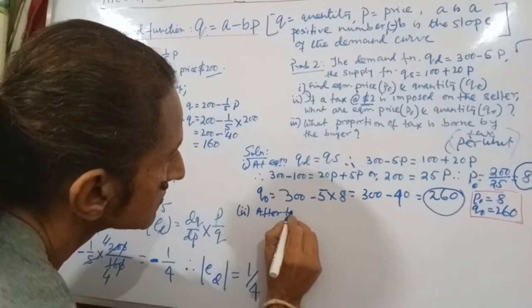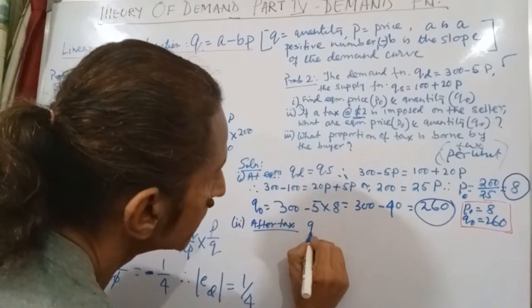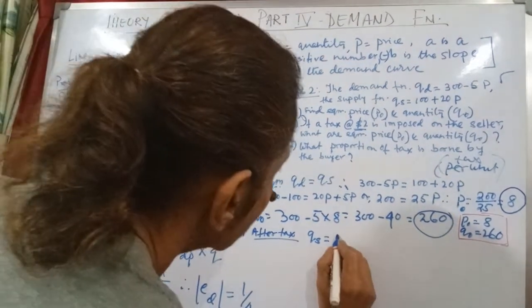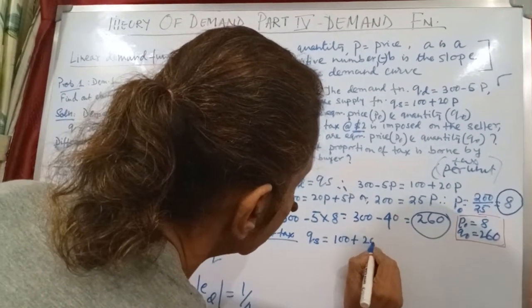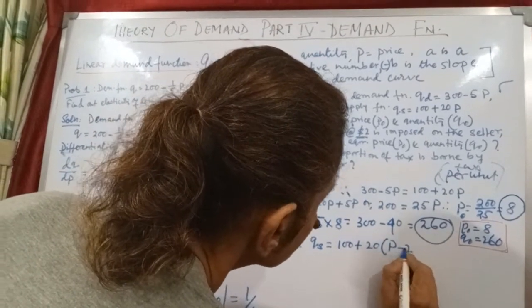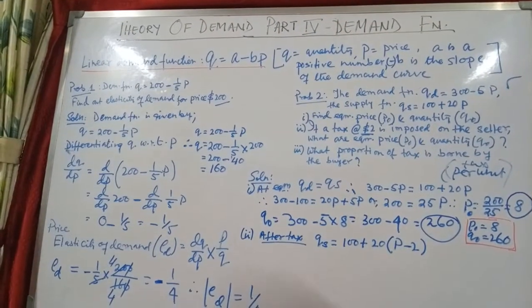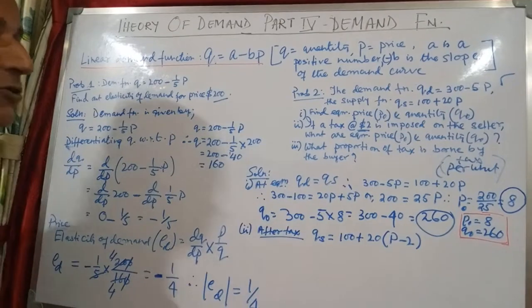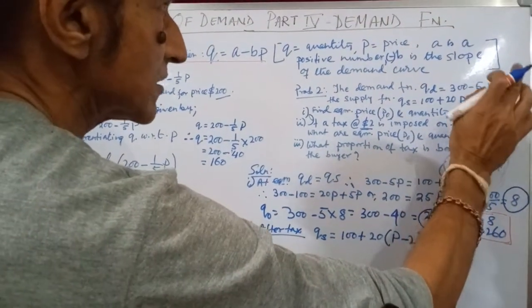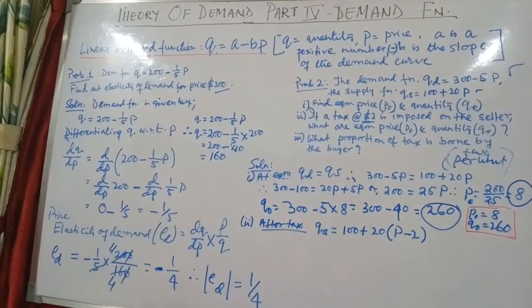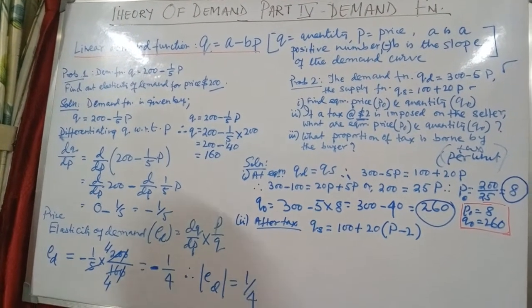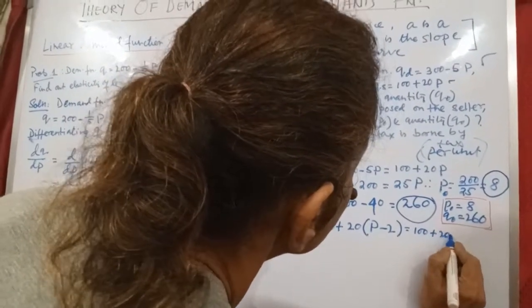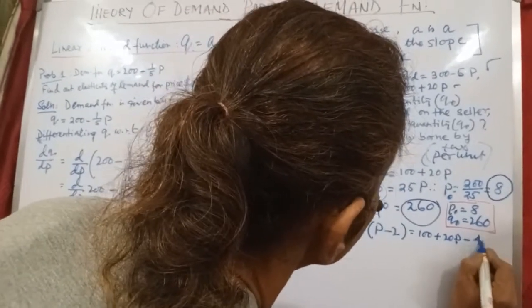After tax, QS equals 100 plus 20 into P minus 2, because a tax of $2 per unit is imposed on the seller, so its impact will be on the supply function, not on the demand function, right? So this is equal to 100 plus 20P minus 40.